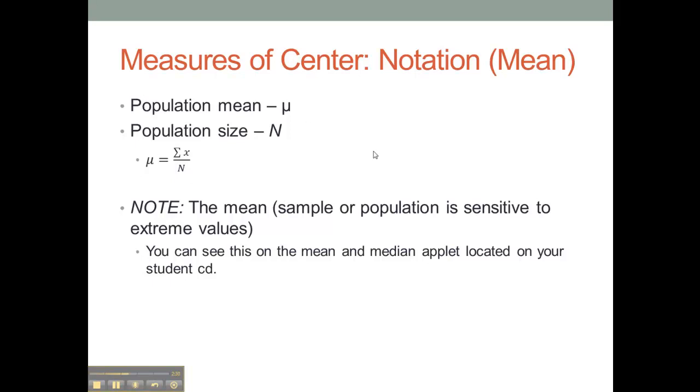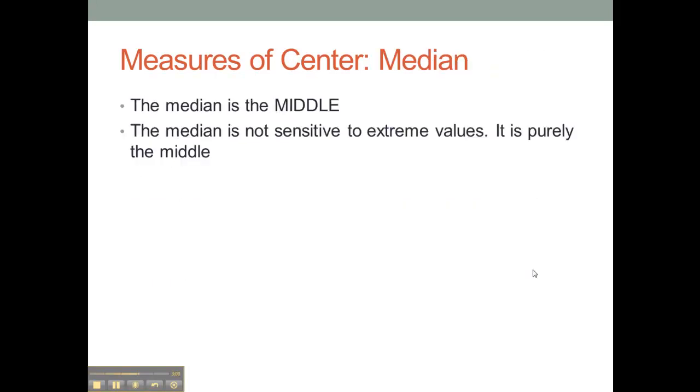Now, the mean is very sensitive to extreme values. You can see that in the applet located on your student CD. I'll give you a video showing you how to get to that applet, and I'll show you how it works. If you have bigger data values up in the higher values, your mean gets pulled towards those higher values. If you have smaller data values, your mean is going to be pulled towards those smaller data values. And I will show you that again in another video.